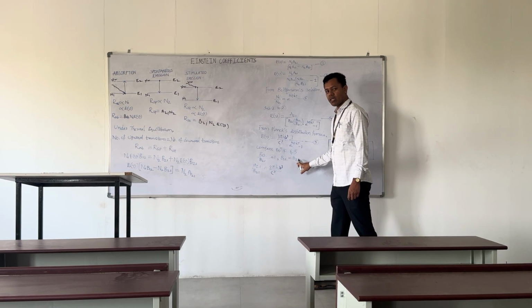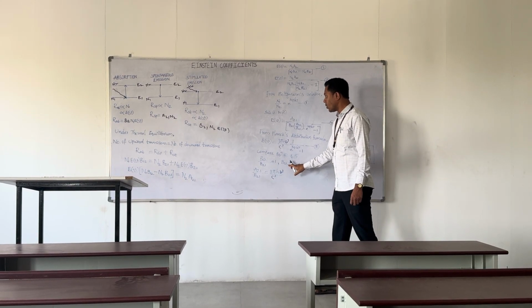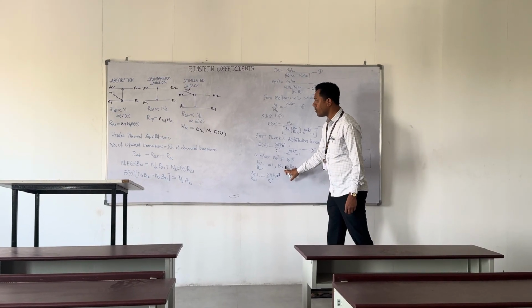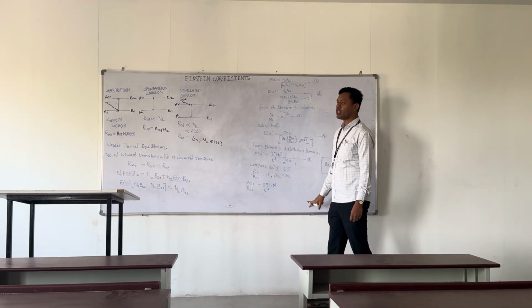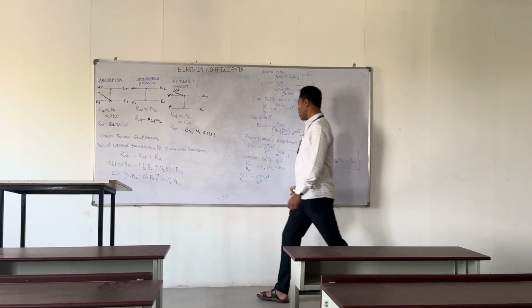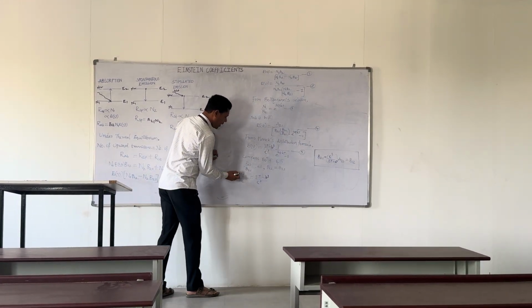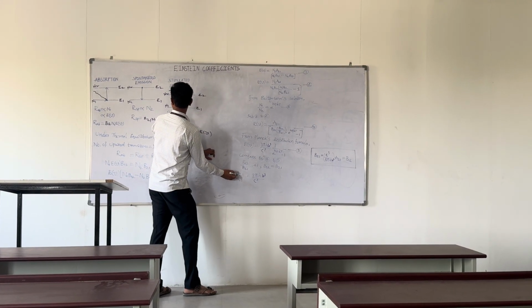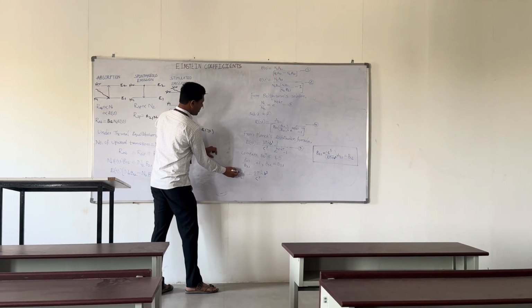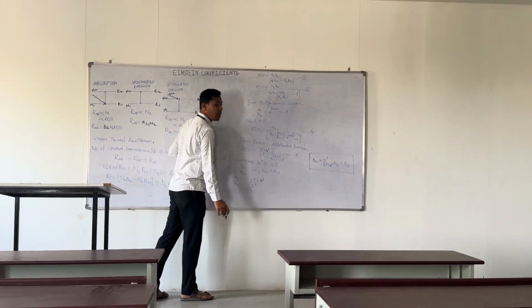From this we can say that the probability of absorption equals that of stimulated emission, and not only that, we can conclude that A21, which means that spontaneous emission, is proportional to nu cube.